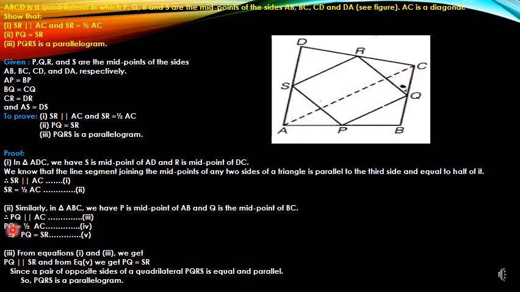So, according to the midpoint theorem, PQ is parallel to AC, PQ is half of AC. Give equation numbers 3 and 4 for these two. Now, observe all the four equations here. Here we have SR is equal to half AC in equation 2. Here we have PQ is equal to half AC in equation 4. If you observe equation number 2 and equation number 4, we have RHS equal. So the LHS will be obviously equal. Therefore, from equation 2 and equation 4, we can write PQ is equal to SR. Give it as equation number 5. That completes the second proof.